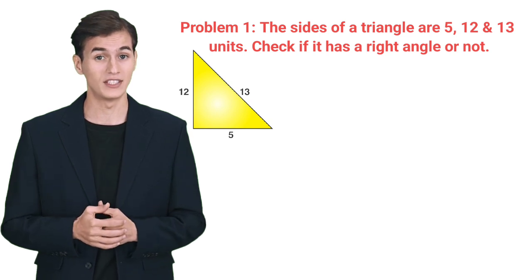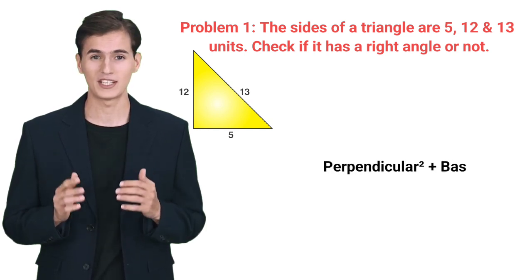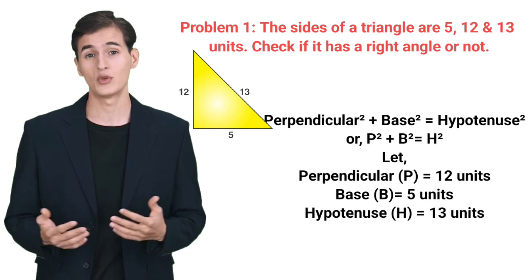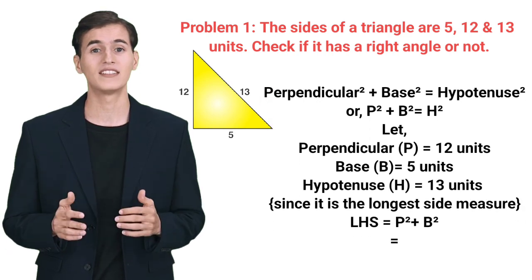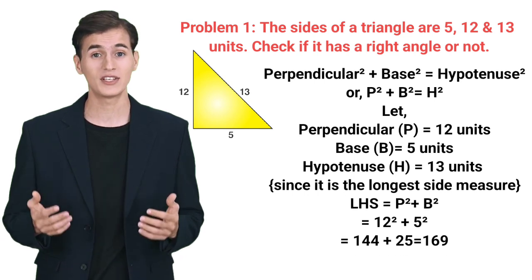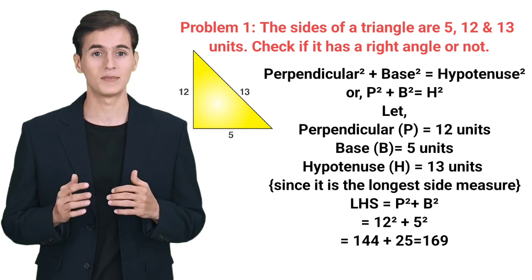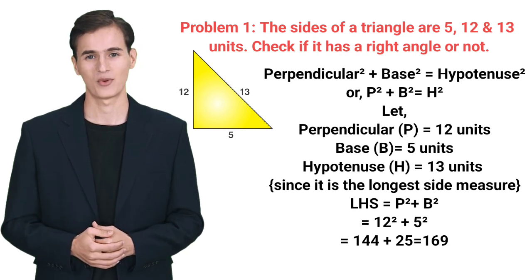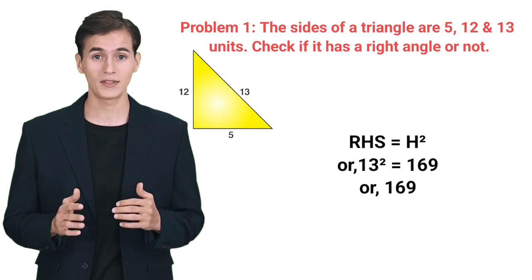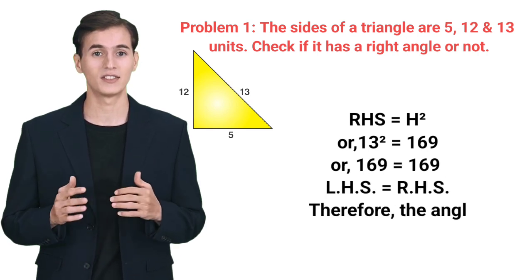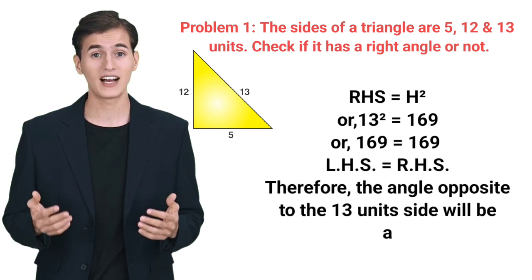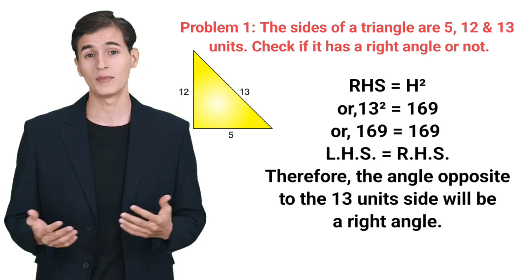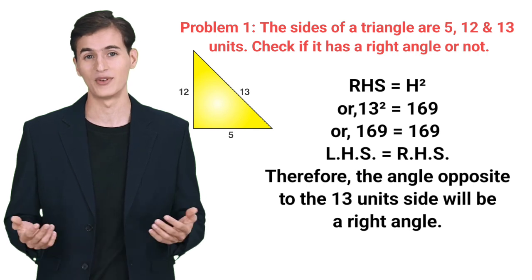Solution. From Pythagoras theorem, we have perpendicular square plus base square equals hypotenuse square, p square plus b square equals h square. Let perpendicular, p, be 12 units, base, b, 5 units, hypotenuse, h, 13 units, since it is the longest side measure. LHS: p square plus b square, 12 square plus 5 square, 144 plus 25, 169. RHS: h square, 13 square, 169. Hence 169 equals 169, L.H.S. equals R.H.S. Therefore, the angle opposite to the 13-unit side will be a right angle.